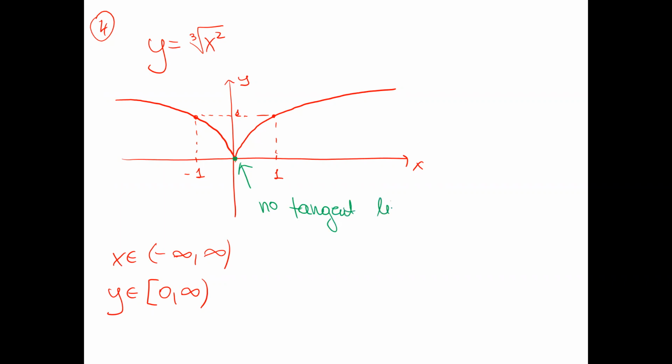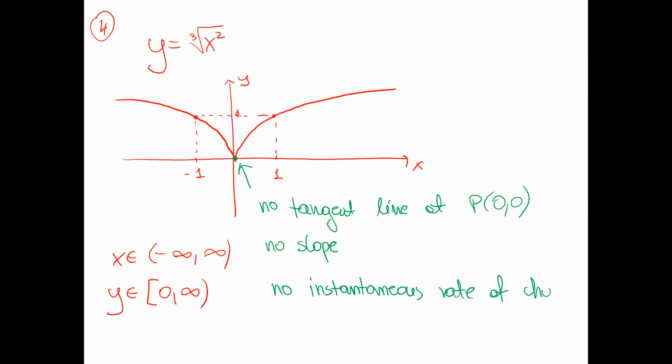Yes, no tangent line at the point 0, 0, and then no slope. No instantaneous rate of change at that point. I can even say this: no instantaneous rate of change.